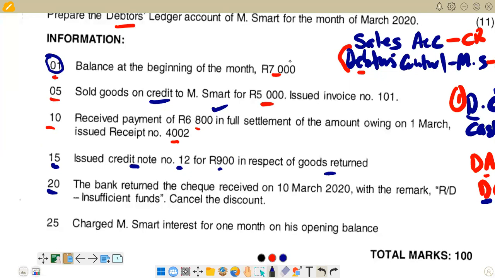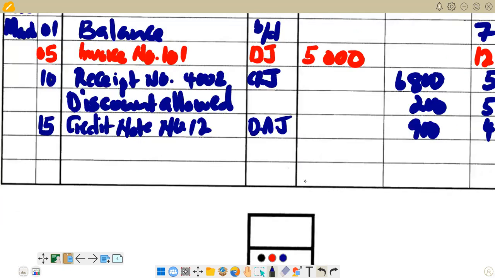If you still remember, we said 7,000 minus 6,800, and there's also a discount of 200. So we need to reinstate this amount of 7,000 because the check was rejected. So what we do, remember, when we entered this 6,800, we can go back to the account that you are having there so that you can understand.